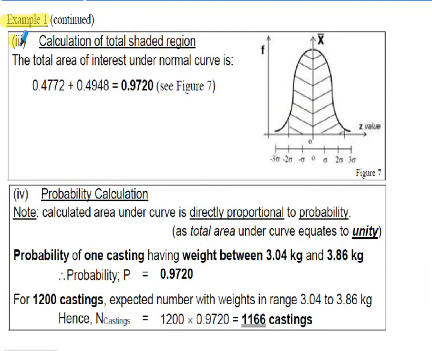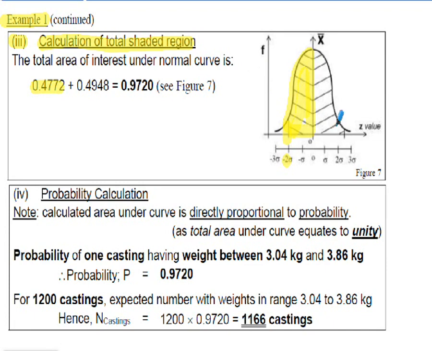Example 1 continued, part 3 here. We're going to now find the total shaded region to the left and the right of our mean value. So to the left, the minus 2 standard deviations, the area was 0.4772. So at the minus 2 standard deviation, the area under our curve to the left of the X bar value relates to the 0.4772.